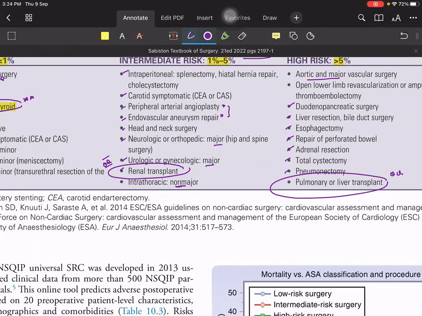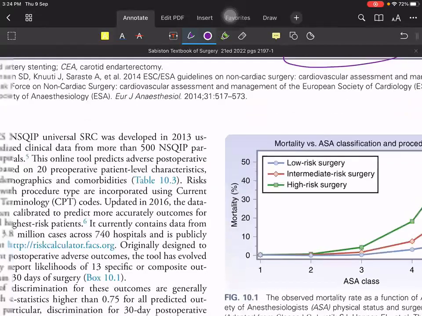Among that, pulmonary and liver transplant come under high risk. Renal transplant is commonly intermediate risk. You have to know splenectomy. We thought it is a big procedure, but it is not a big procedure. It comes under intermediate procedures. So these are expected questions.